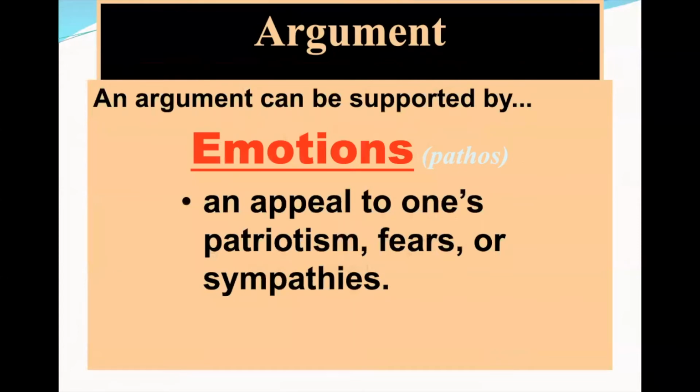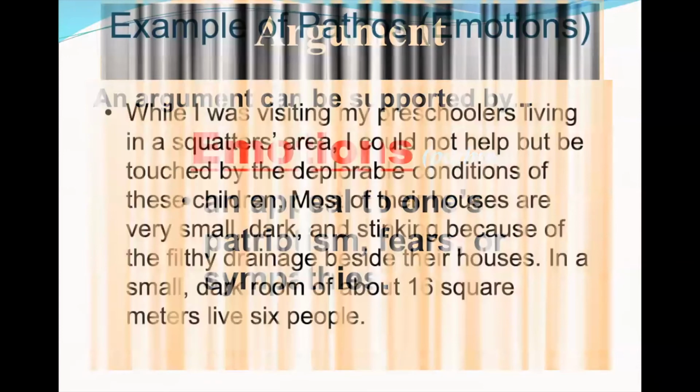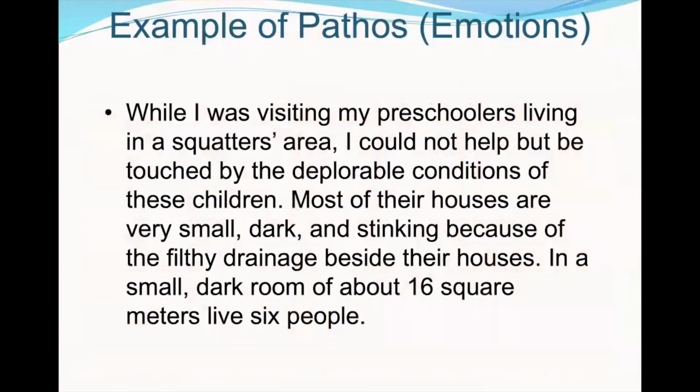And the third type of evidence that you can use for your argumentative essay is pathos or emotions. So this is an emotional appeal, an appeal to one's patriotism, fears, or sympathies. So this is an example of an emotional appeal. You can cite a situation which is relevant to your topic.